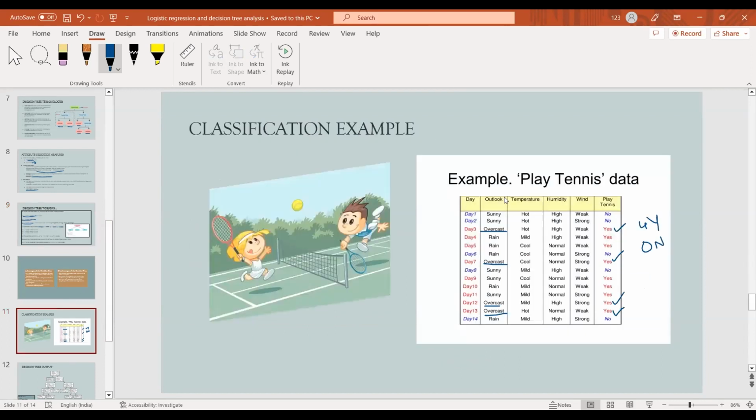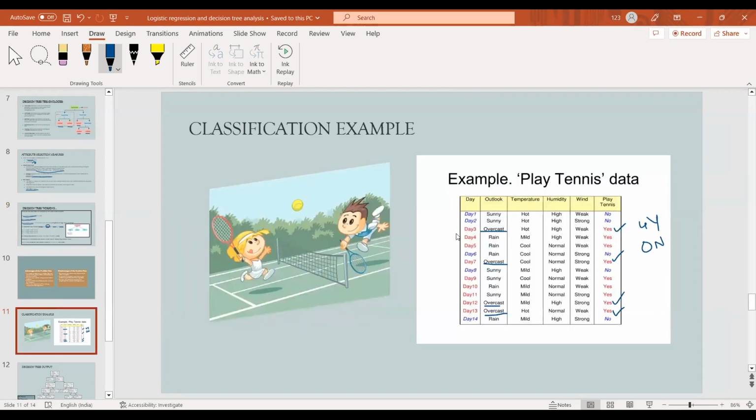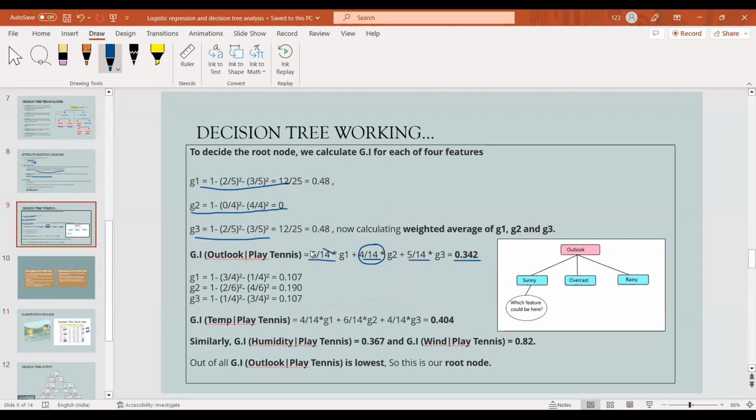Basically, outlook is divided into 3 categories. For overcast, there are 4 cases, and the total number of cases is 14. So that is how we are getting 4 out of 14 over here. And for sunny and rain, there are 5 cases each. Therefore, we are getting 5 by 14 and 5 by 14 over here. And then these are the weights, and we are multiplying them by the G1, G2, and G3 values to obtain the 0.342.